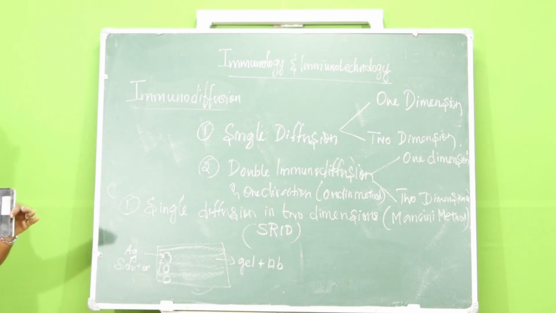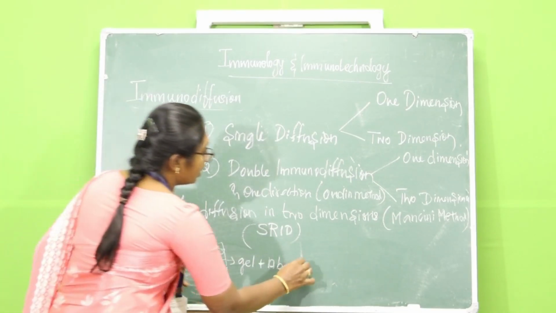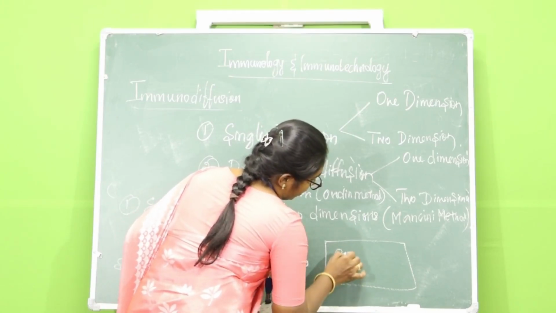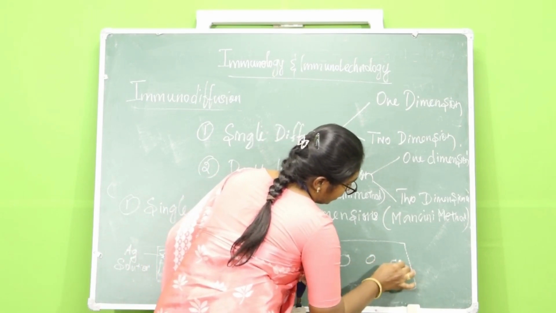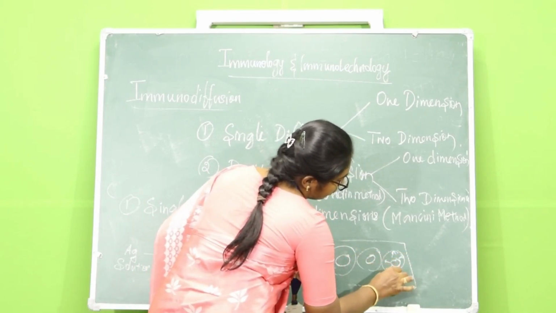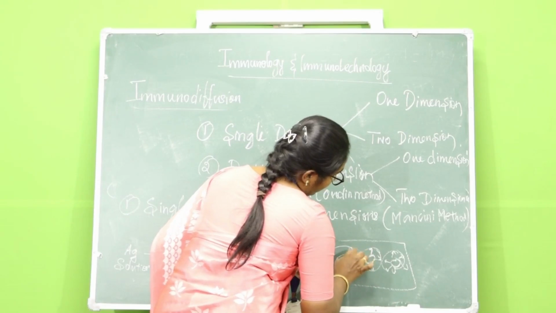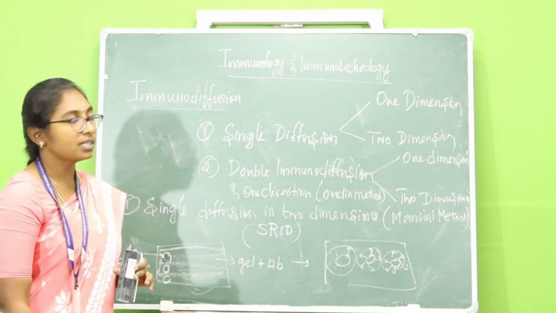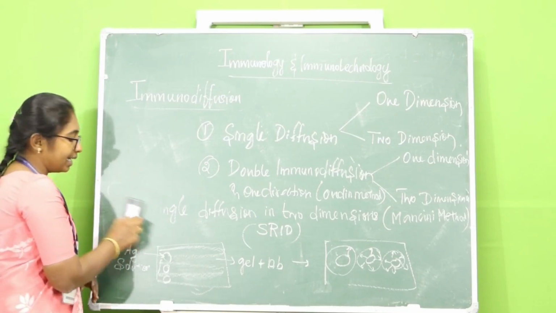What will happen? This antigen will diffuse in the medium, where it will react with the antibody, which is already diffused in the agar medium, and form a precipitin ring. In this, the antigen and antibody both move towards each other and form the precipitin line. So this method we call single diffusion in two directions, also single radial immunodiffusion.